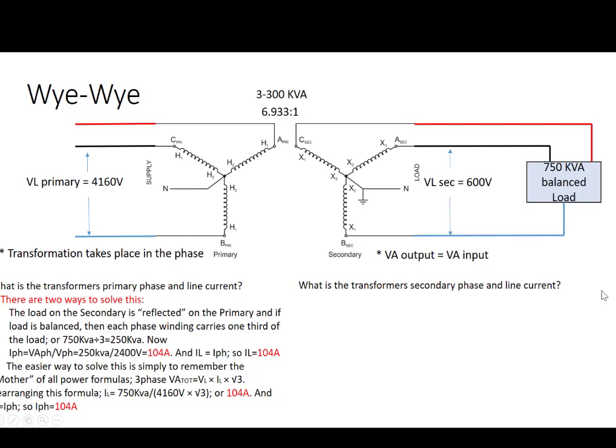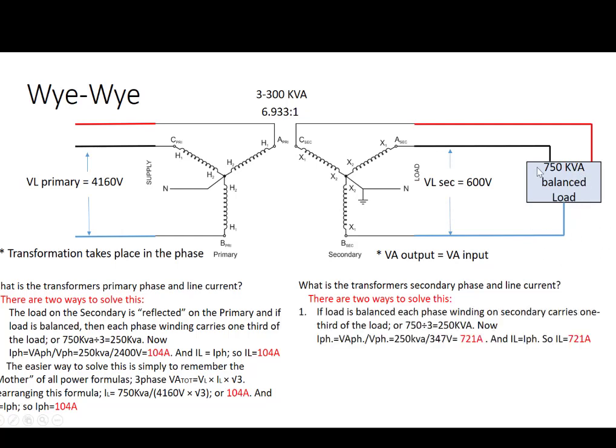To find the secondary phase and line currents, we solve it the same two ways. The load on the secondary is 750 kVA, and because it's balanced, we know each phase winding on the secondary carries 1/3 of that load, or 250 kVA. Now the phase current will be that phase VA divided by the phase voltage. So 250 kVA divided by 347 volts is 721 amps as our phase current on the secondary. And the rule for current is line current equals phase current, so the line current is also 721 amps.